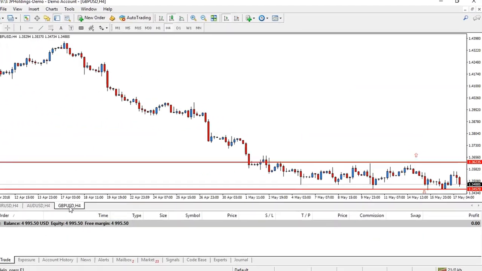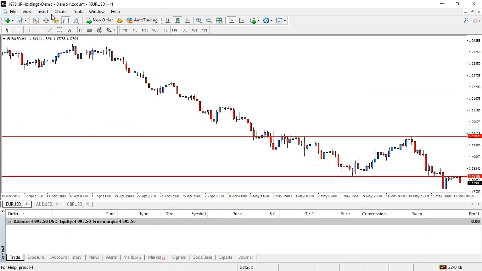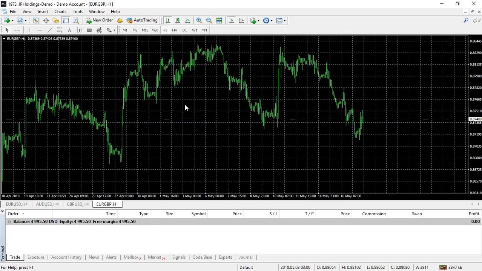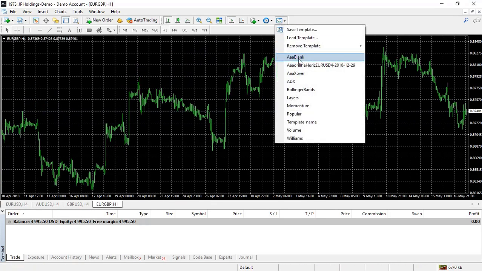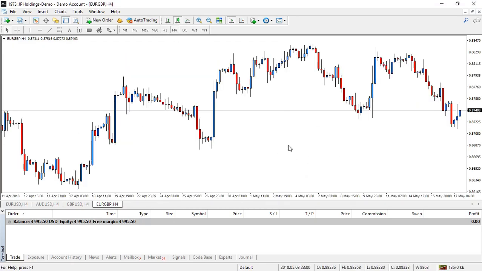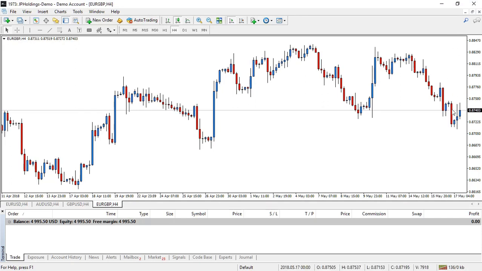So let's have a look at the deviation between the pound and the euro, and just see if that gives us a bit of a clue. Here we go. We have the euro pound. I'm applying the same template and sticking it on the 4-hour. Now this, wow, okay. So things have been moving quite a lot here.